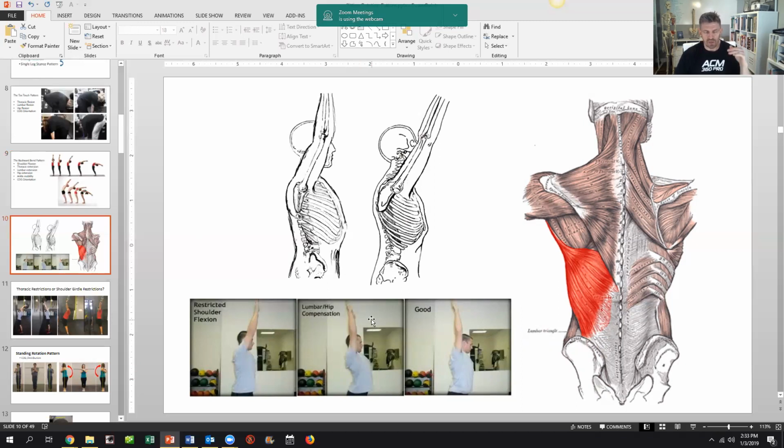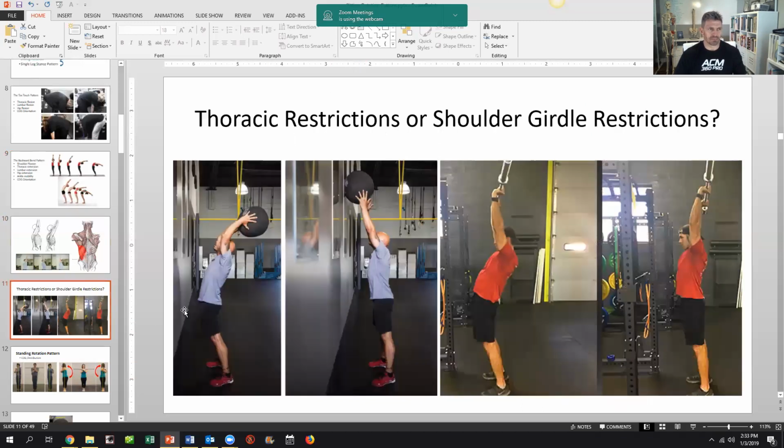But again, the keys to looking at assessments are kind of predicting what the next one's going to tell us. Just what it is, but they all kind of blend together to give you some idea of what's going on with this person. Here's an example of thoracic restriction, or is it shoulder girdle restriction? We don't know.